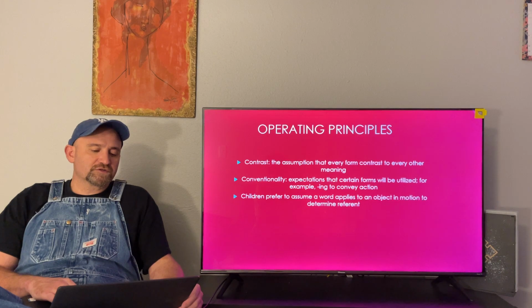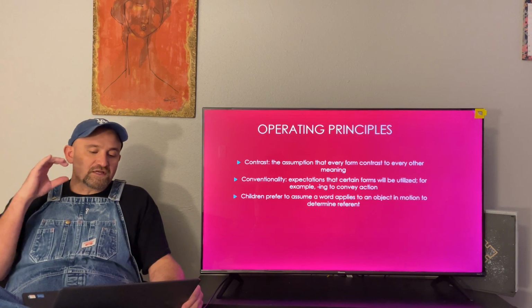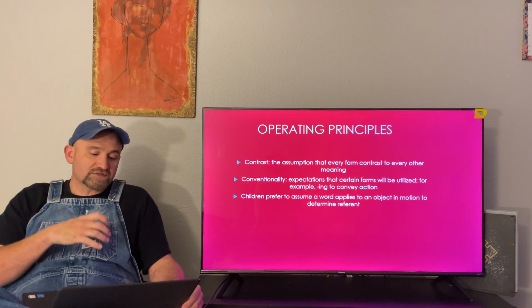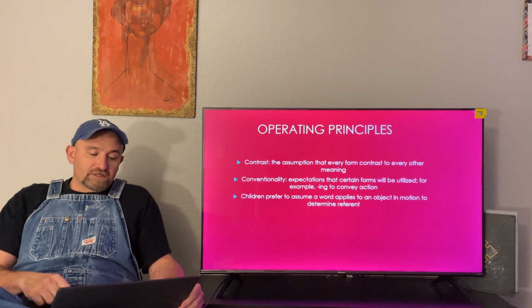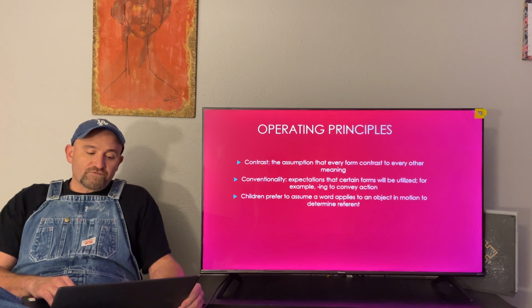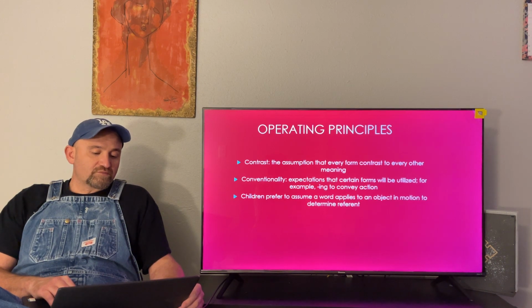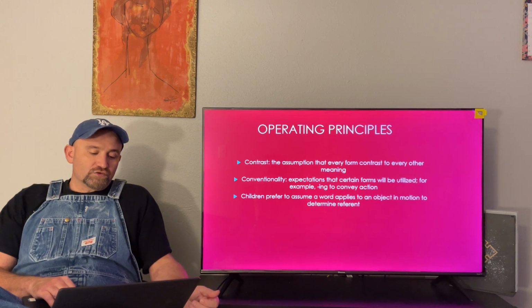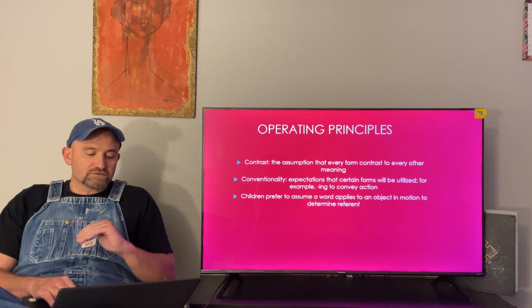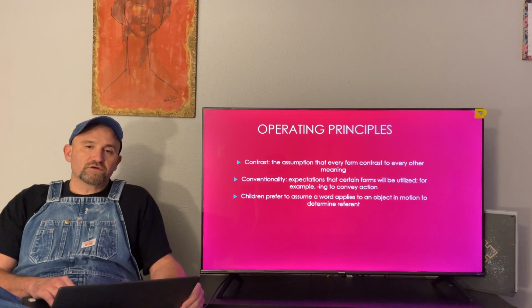Operating principles. Contrast: the assumption that every form contrasts to every other meaning. Conventionality: expectations that certain forms will be utilized, for example, adding -ing to convey action. Children prefer to assume a word applies to an object in motion to determine the referent.